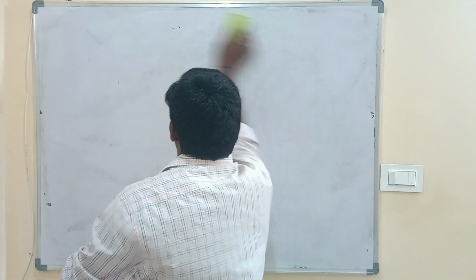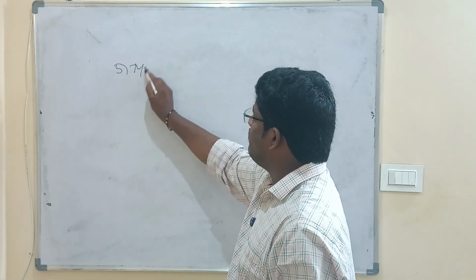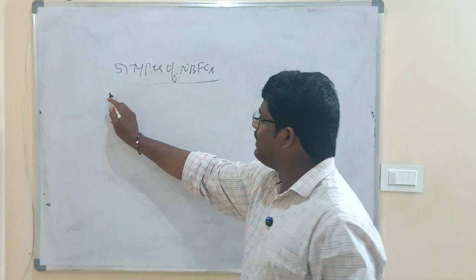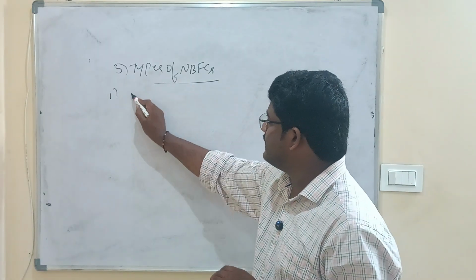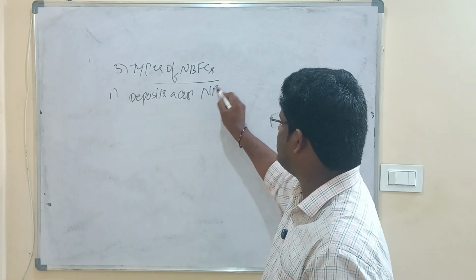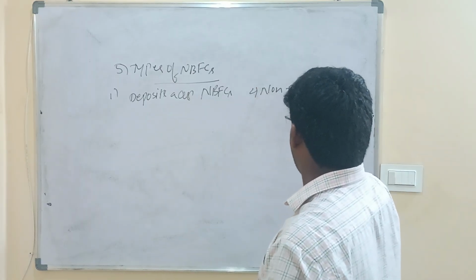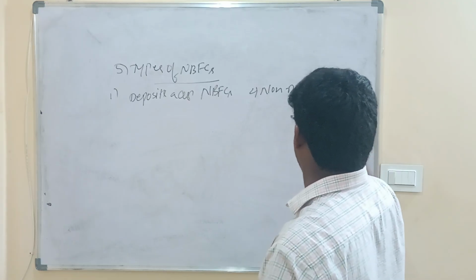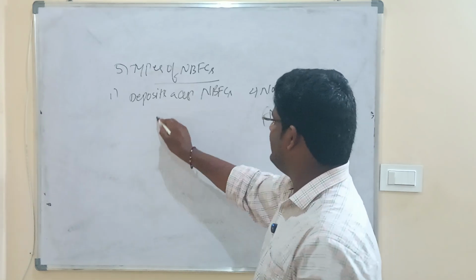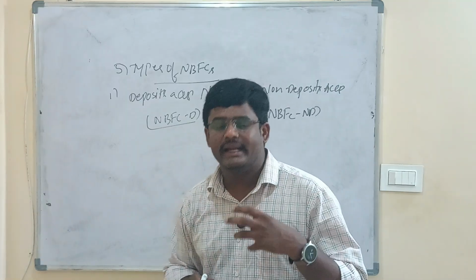Now, the fifth feature of NBFCs which we are going to discuss is the types of NBFCs. What is the basis for this division? We have two types of NBFCs: deposit-accepting NBFCs and non-deposit-accepting NBFCs. We can write it as NBFC-ND, and NBFC-D, non-banking financial companies accepting deposits.